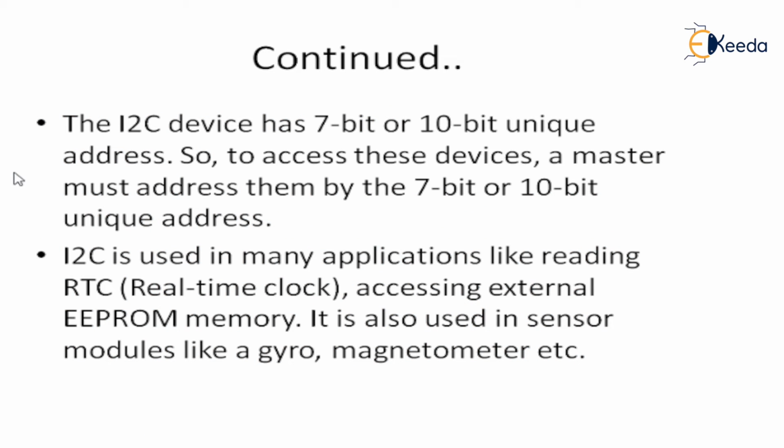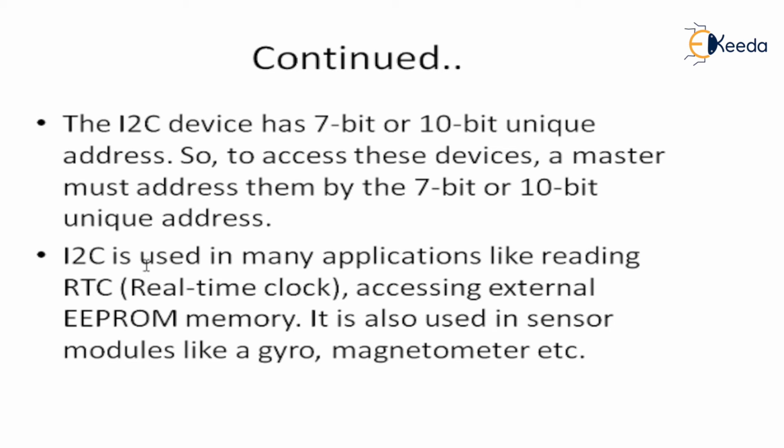Each I2C device has a 7-bit or a 10-bit unique address. So each individual device has a different address. To access these devices, a master must address them by the 7-bit or 10-bit unique address. So whenever the master wants to communicate with any of the slave devices, it has to address that particular device with this 7 or 10-bit unique address.